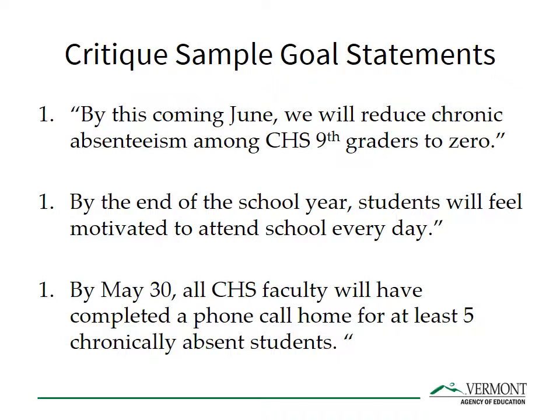Example 2 says, by the end of the school year, students will feel motivated to attend school every day. What will be improved? Students' feeling about motivation. How much? It doesn't say. This goal does not meet the criteria. Example 3 says, by May 30th, all CHS faculty will have completed a phone call home for at least 5 chronically absent students. What will be improved? It's not very clear what will be improved. This goal does not meet the criteria.